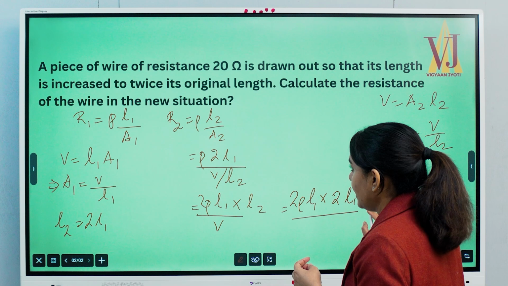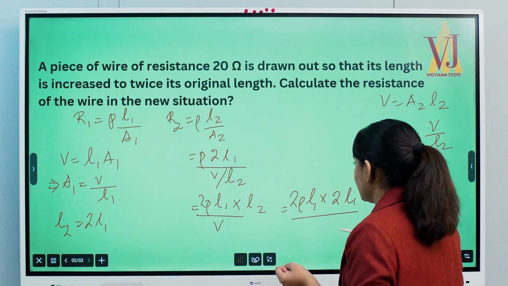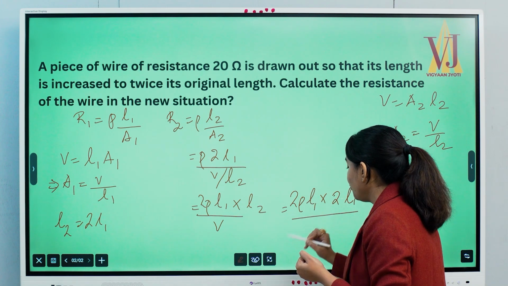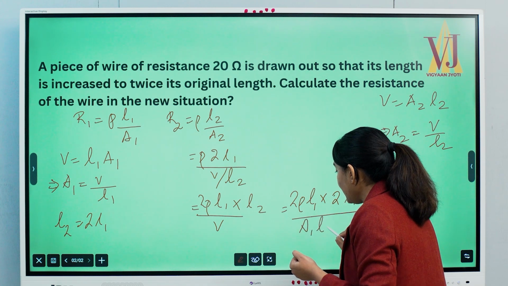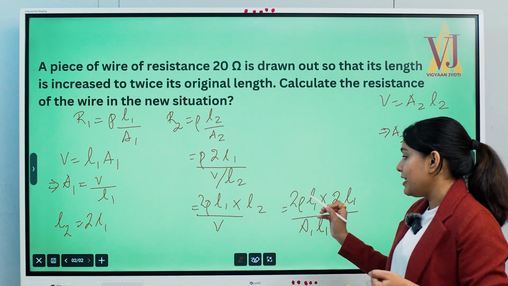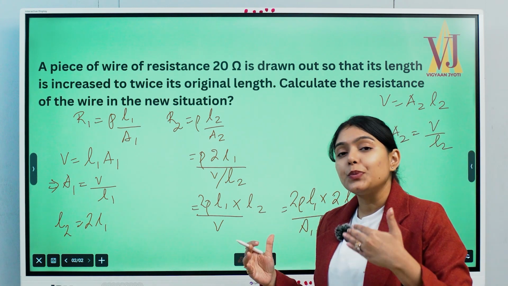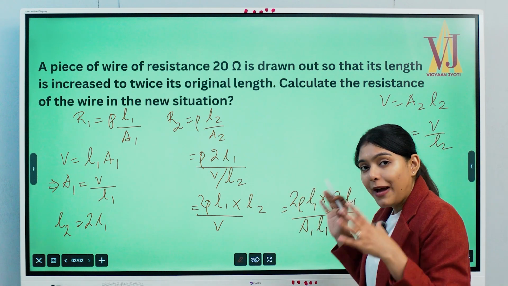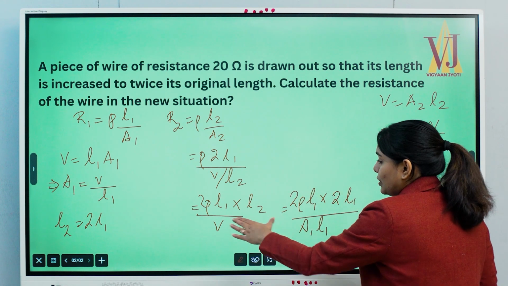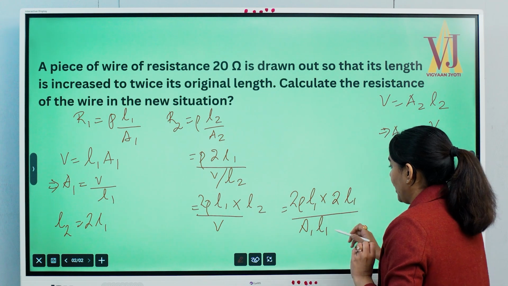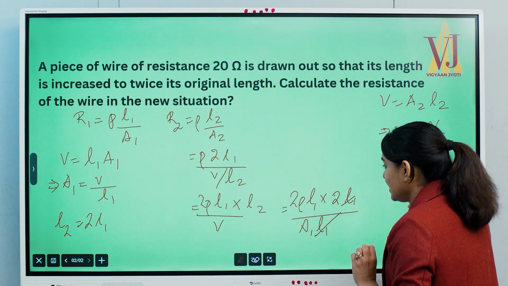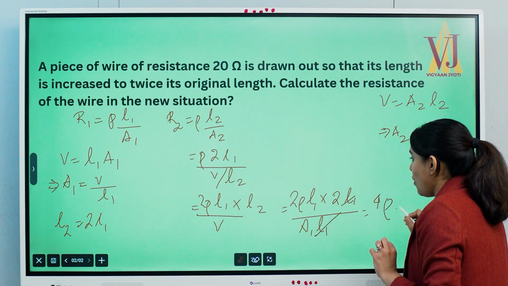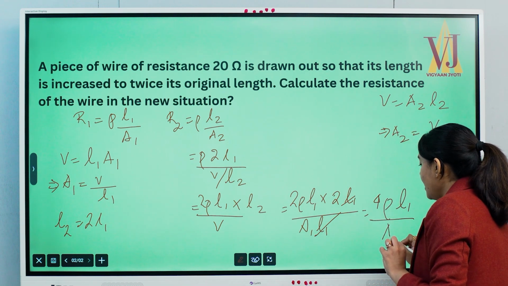Okay, not a problem with that. I can just express it. Okay, 2 rho L1 into 2L1. So we can write here as A1 and L1. Why? Because we can write it as A2 L2, but I want to express it with respect to the old resistance. So we have to introduce all the parameters of the old resistance, that is A1 and L1. So volume I can replace it by L1 by A1. So L1 gets cancelled. Okay, so 2 2s are 4. So 4 rho L1 by A1.